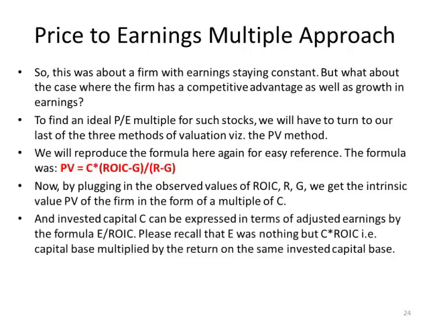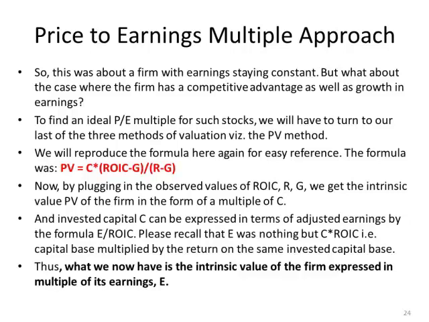Now, invested capital can be expressed in terms of adjusted earnings by the formula earnings over return on invested capital. Right, so when we actually calculated C to begin with, we did it as earnings divided by return on invested capital. So we could essentially get C and replace it with E over ROIC.